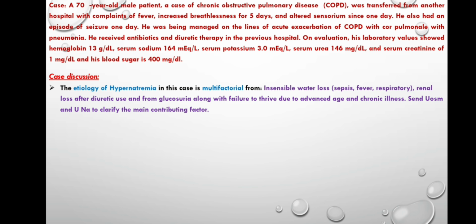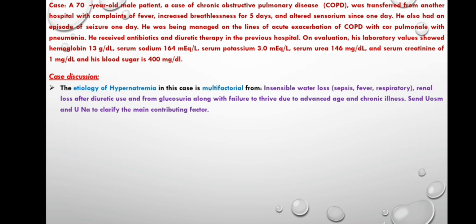Then he has glucosuria and osmotic diuresis because of hyperglycemia. Then the patient also has failure to thrive. As we told, the patient should have both hypotonic fluid loss with failure to thrive or loss of thirst, due to advanced age; the patient is old and has chronic illness. So the cause is multifactorial. Then you should send urine osmolality and urine sodium to clarify the main contributing factor.